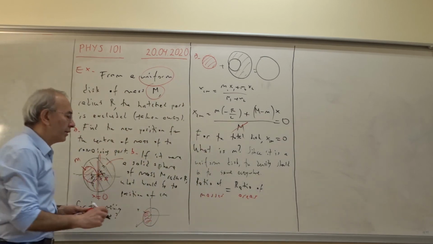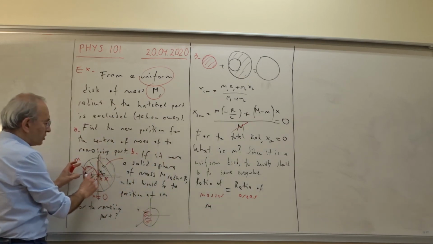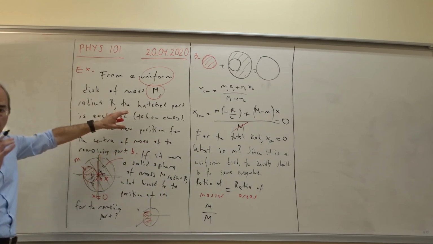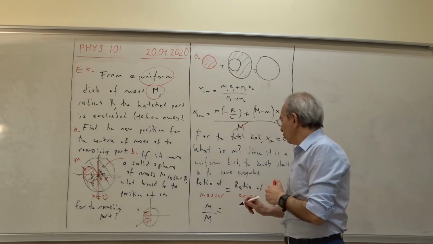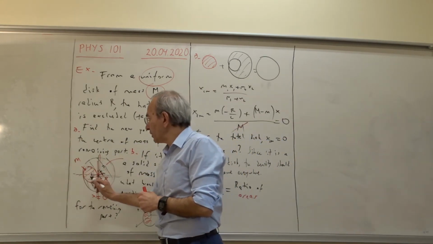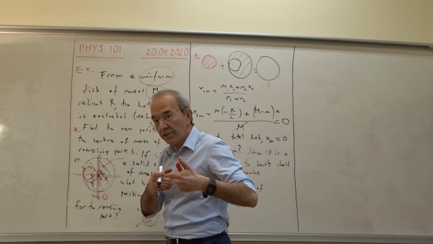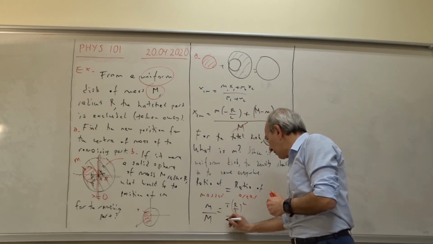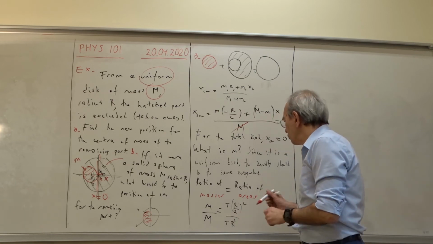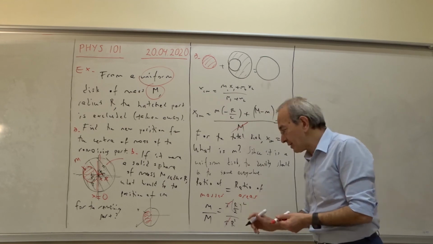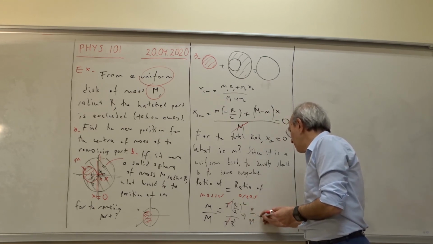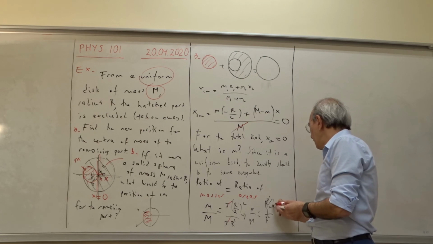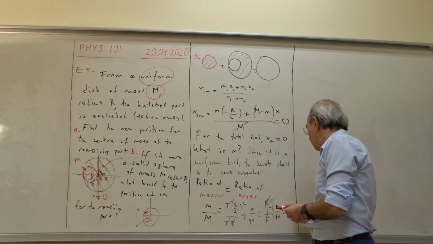What is the ratio of masses? The mass of the excluded part divided by the total mass before the exclusion is equal to the ratio of areas. Since it's a circle, the area is pi times radius squared. The radius is R over 2. So it is pi times R over 2 squared divided by pi times R squared. The pi's cancel, R squared cancels, so little m over capital M is R squared over 4 divided by R squared, which is just 1/4.